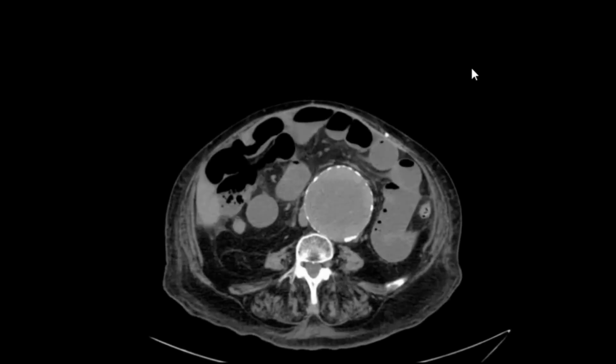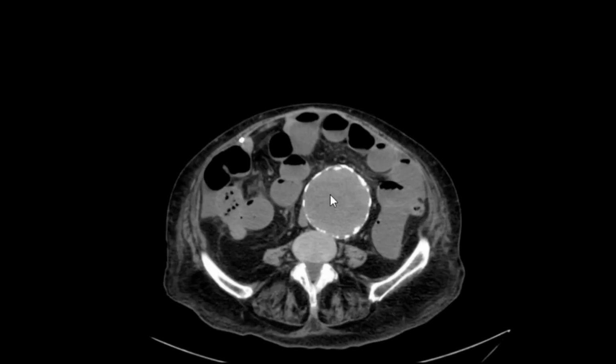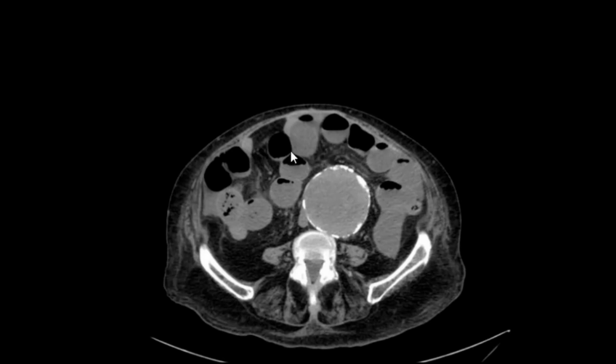Here we have another case of abdominal aortic aneurysm, and the most important finding here, there is some degree of small bowel obstruction as well, but here we see this crescentic hyperdensity along the wall of the aneurysm, and this is another sign of impending aortic aneurysm rupture.